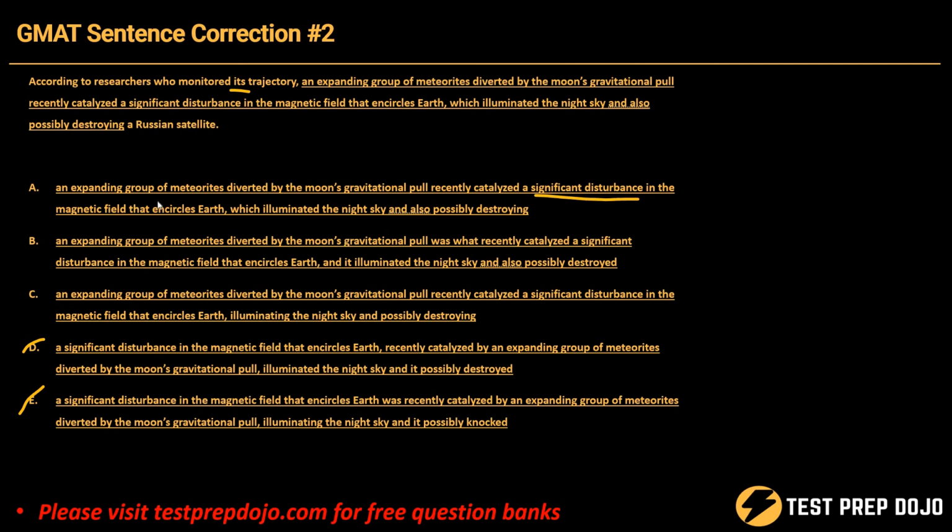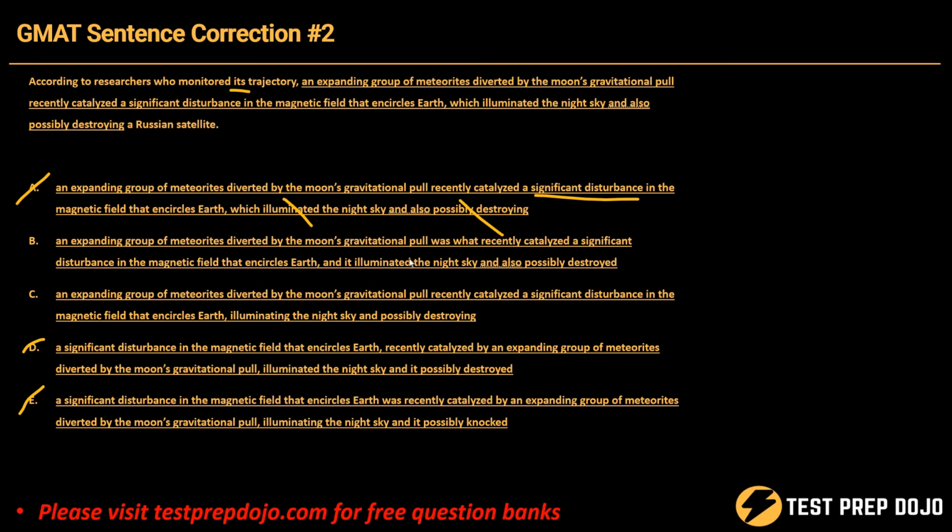We can have the preceding noun, we can have a prepositional phrase in between a significant disturbance and the magnetic field. That's okay. The noun doesn't have to be right next to the comma here. They don't have to be physically right next to each other. There can be a prepositional phrase in between. Just keep that in mind for your which modifiers. It's super important to remember. But we have which illuminated the night sky and also possibly destroying. These are not parallel. So that is why A is wrong.